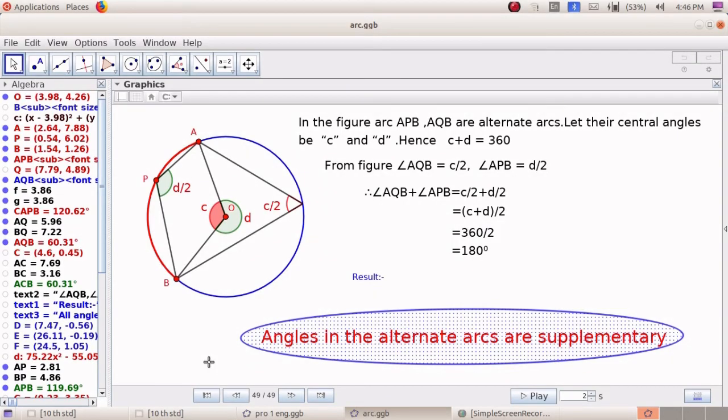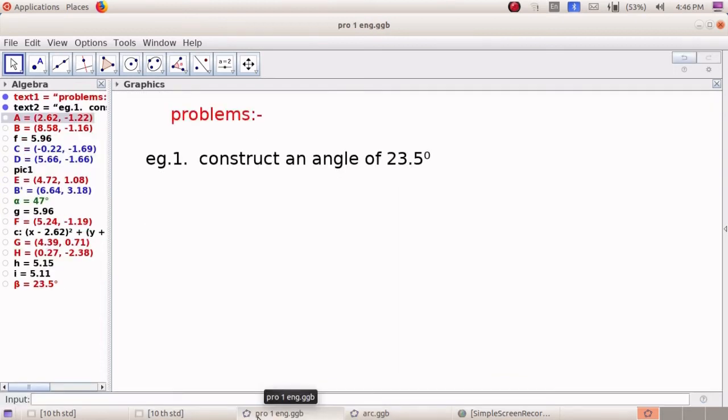We have got many results regarding a circle. Now let us apply those results in some constructions. See the question. Here a 23.5 degree angle is to be constructed. You know, a half degree angle cannot be constructed using a protractor directly.